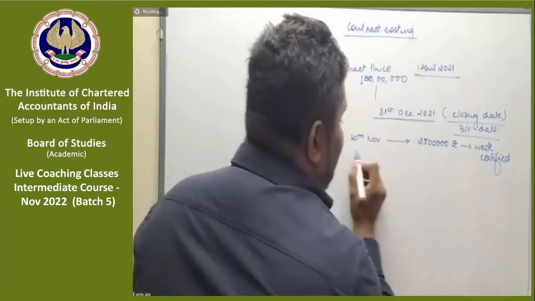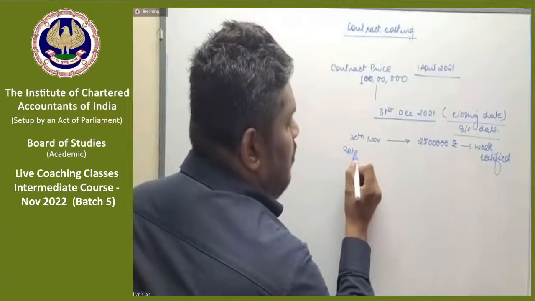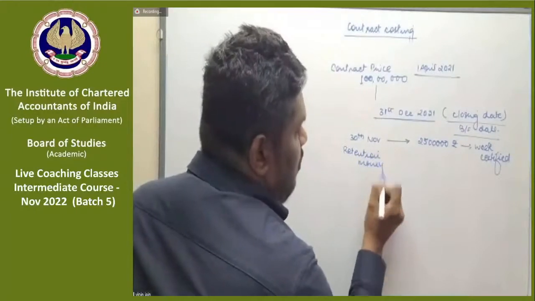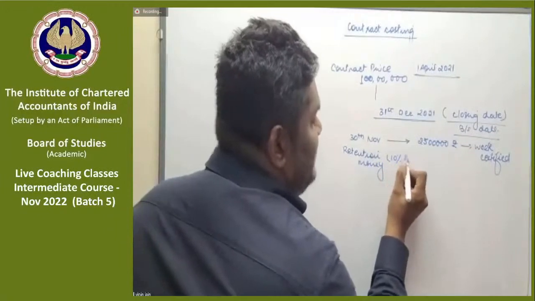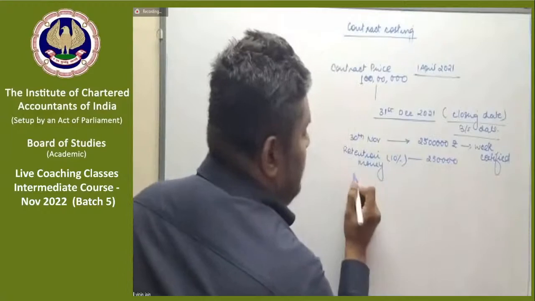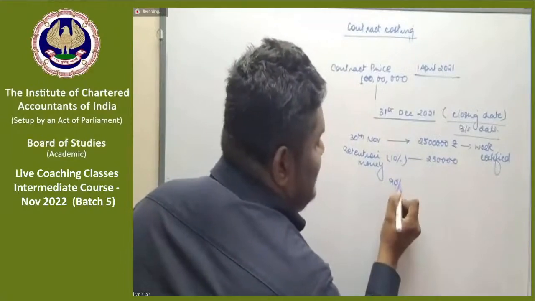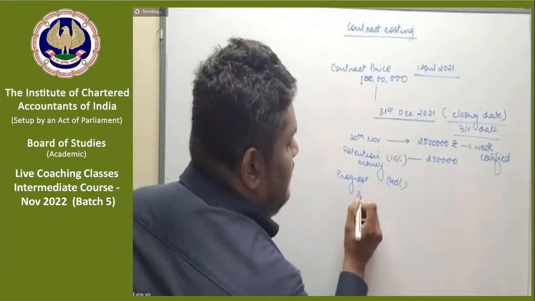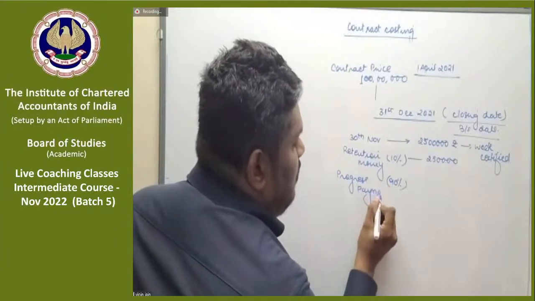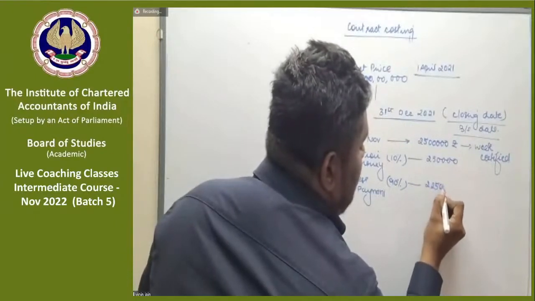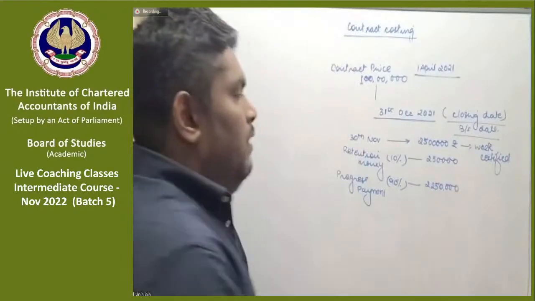Certain amount is retained. Let's say 10%. So 2,50,000 is my retention money. And the balance 90% is the payment that is released, that is known as progress payment. That is 22,50,000.